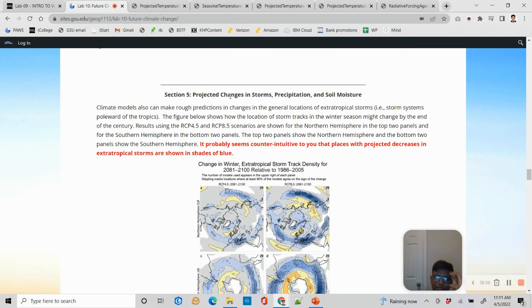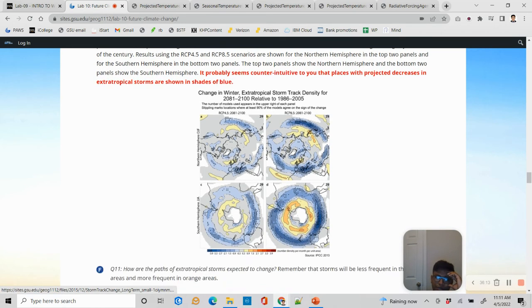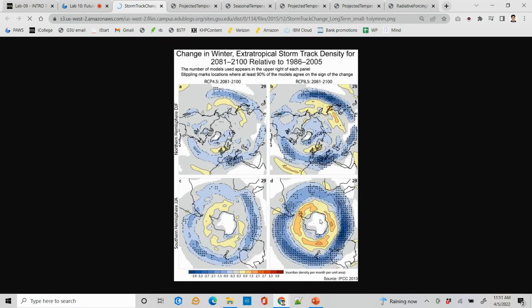Then there is the projected change in storms, precipitation, as well as soil moisture. If you look at these four scenarios, you see changes in tropical storm track density from 2081 to 2100 compared to 1986 to 2005.